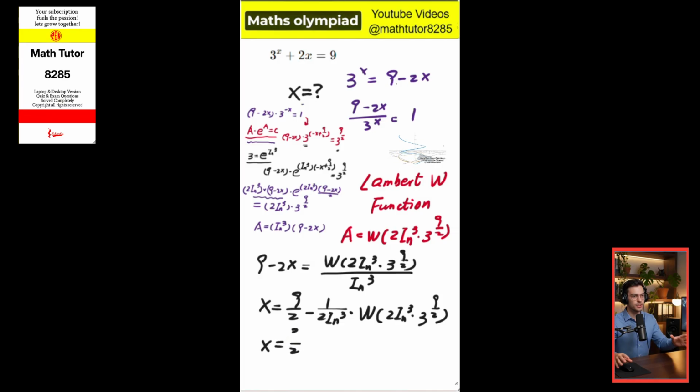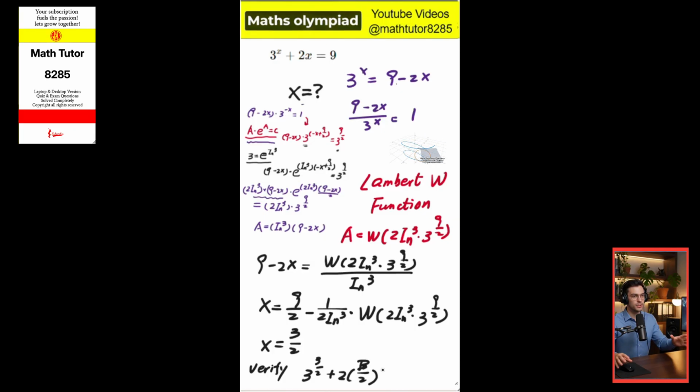Next step, simplify the constant inside the Lambert W. Notice that 3 raised to the 9 over 2 equals 27 times the square root of 3. Substitute that value back in to obtain x equals 9 over 2 minus 1 divided by twice the natural logarithm of 3, multiplied by the Lambert W of 54 times the square root of 3 times the natural logarithm of 3. This expression represents the exact symbolic solution.